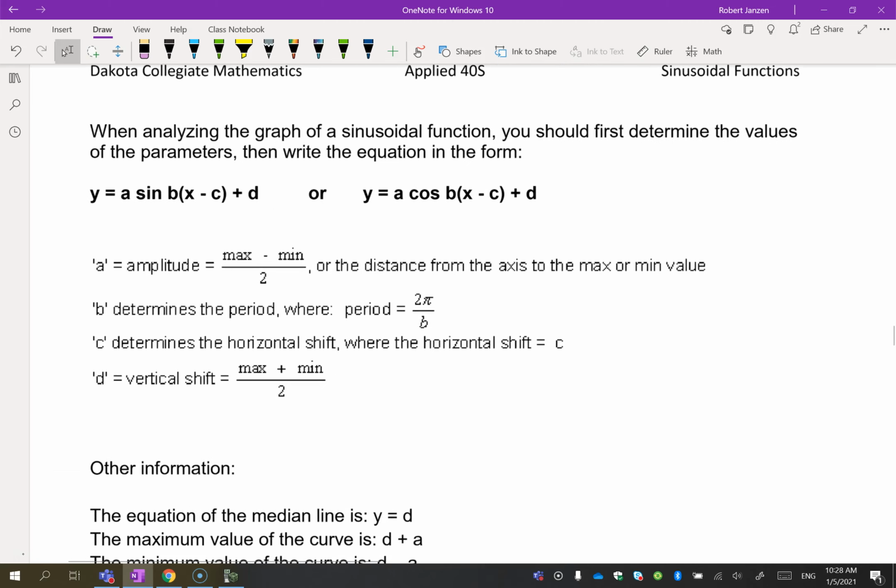All right, when analyzing the graph of a sinusoidal function, you should first determine the values of the parameters. So if you're going to look at a graph, you're going to try to figure out what is A, what is B, what is C, what is D. Okay, and I have some tricks for you here. You can write those down. I don't actually use those formulas or whatever you want to call them. I try to use common sense just by looking at it.